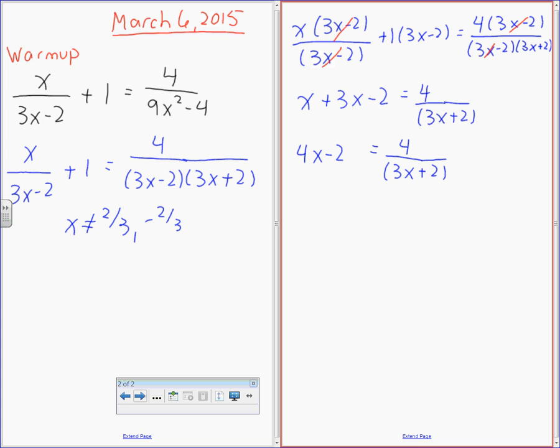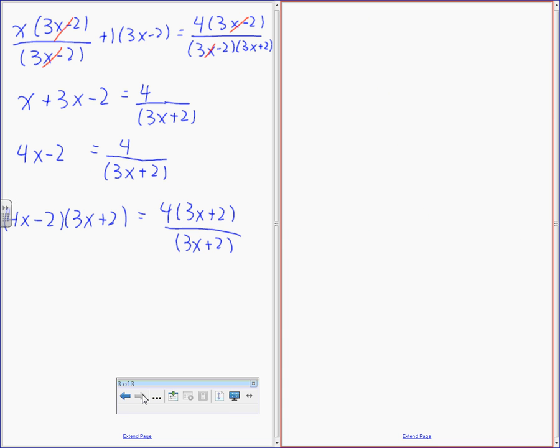Okay, can I have another volunteer, please? Tell me what to do next. Multiply the numerators by 3x plus 2. Great. So this is going to be (4x - 2)(3x + 2) = 4(3x + 2) all over (3x + 2), which simplifies to (4x - 2)(3x + 2) = 4.